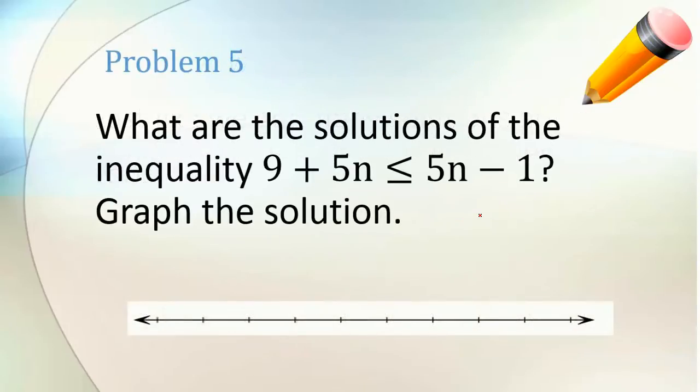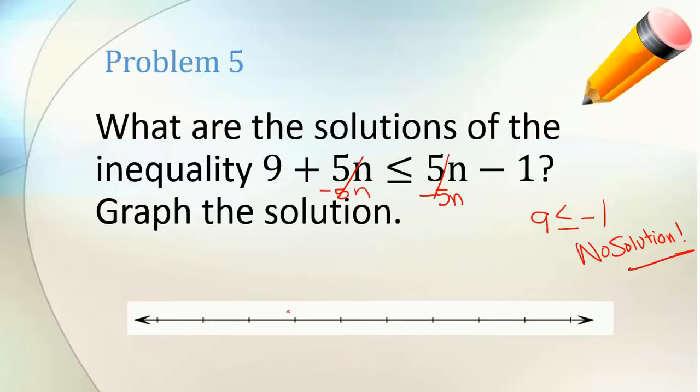Let's try a problem here. So I have 9 plus 5n is less than or equal to 5n minus 1. Very first thing, I'm going to get the n's to the same side. So I'm going to subtract 5n. And I get, oh, 9 is less than or equal to negative 1. Is 9 smaller than or equal to negative 1? No, not likely. So that's no solution. I can't graph no solution, so I'm just going to cross out that little thing there.